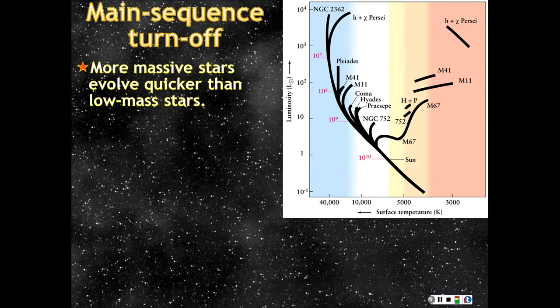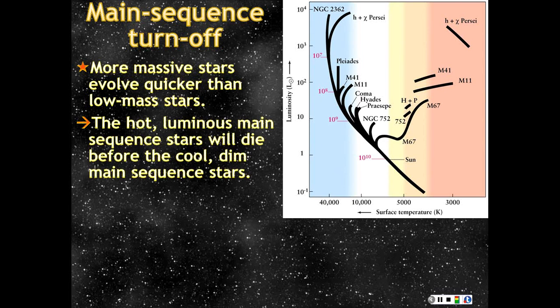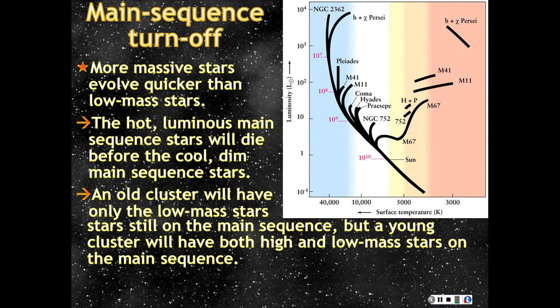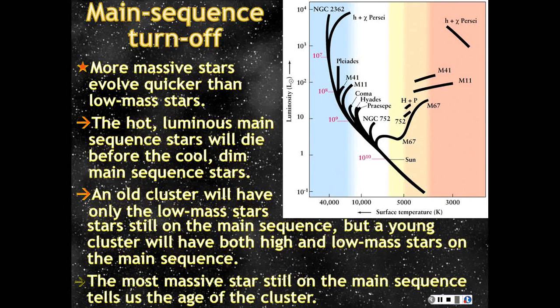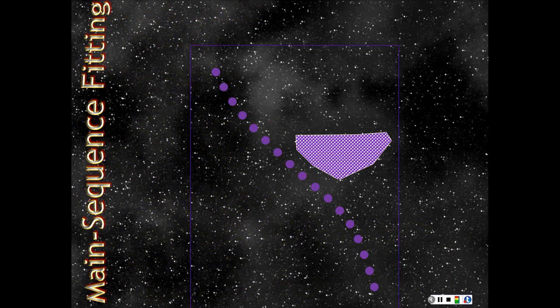So remember, massive stars evolve more quickly, and the hot and luminous stars disappear first, but you always have some main sequence. How does this help us tell distances? Well, here I want you to consider, I've got a cluster. I know that the objects are related because their motions relative to each other are consistent with them being gravitationally bound.